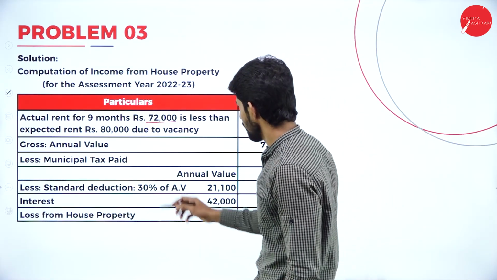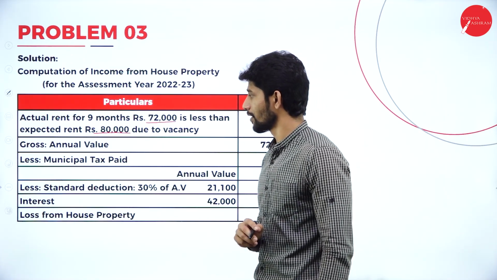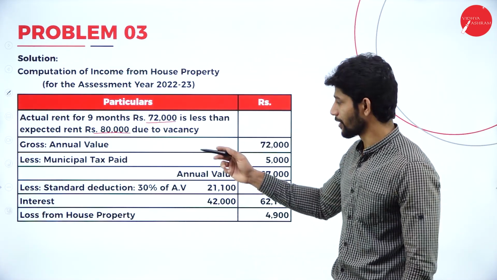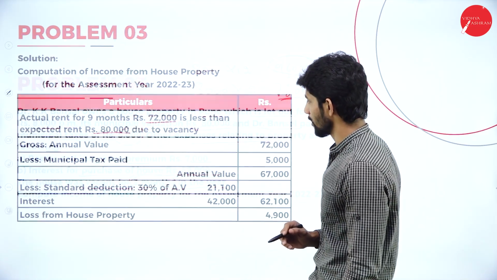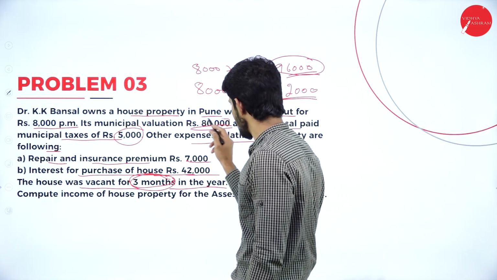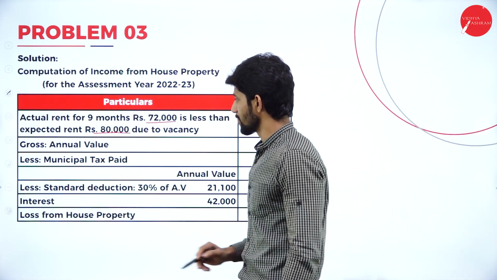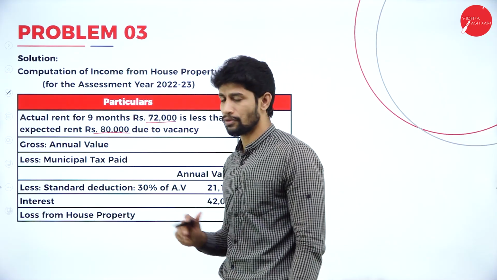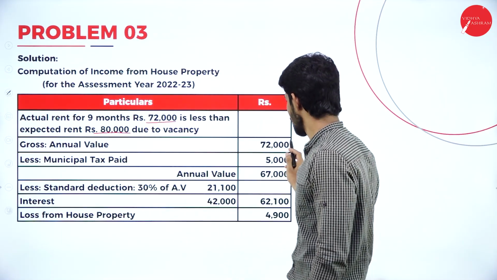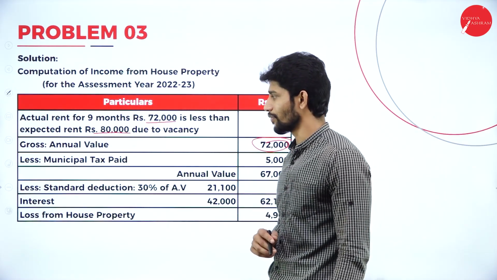And here 80,000 rupees of expected rent that is given in the problem, which is called as municipal value. See, in the problem you can see municipal value is given rupees 80,000. So 72,000 and 80,000, whichever is less. So if you consider the less value, you'll get 72,000. The 72,000 is going to be the gross annual value.